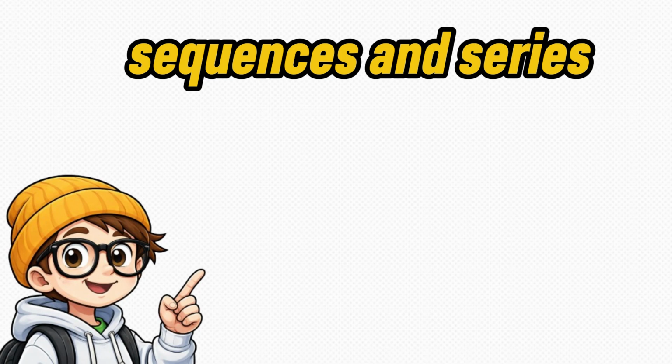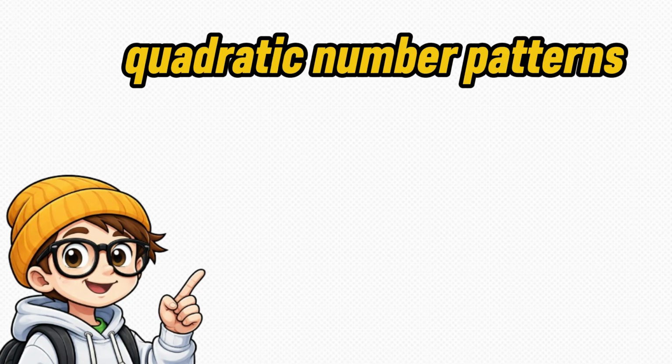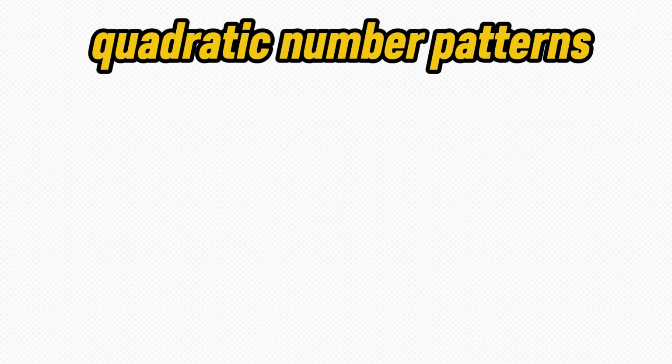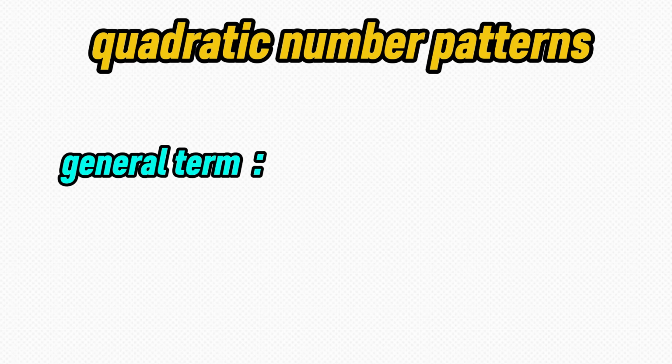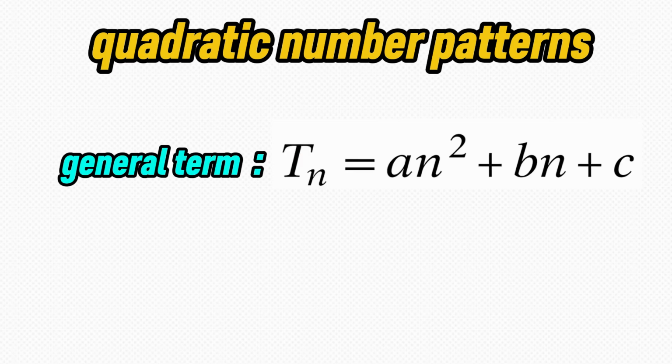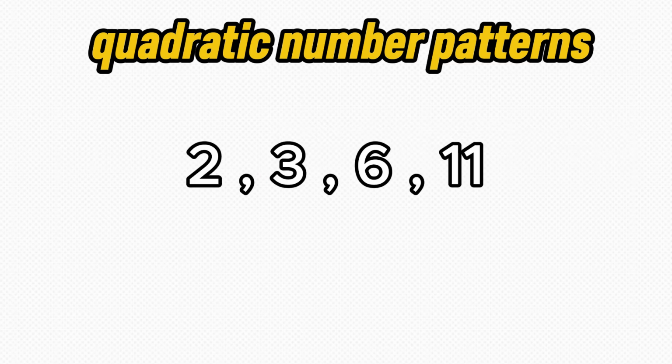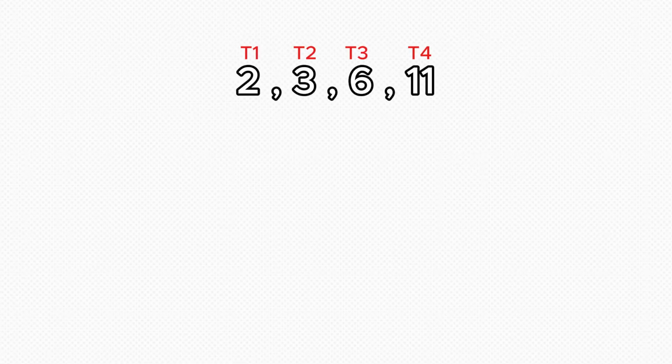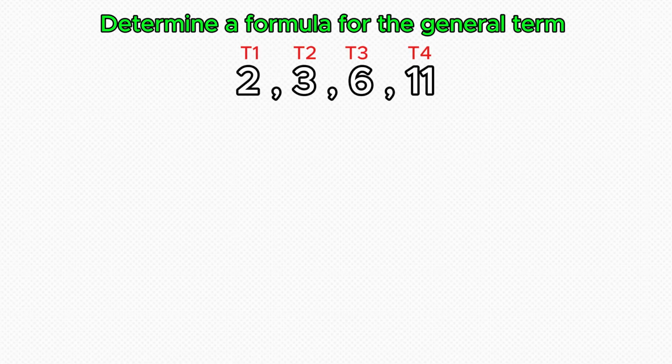Today we're doing sequences and series, starting with quadratic number patterns. Remember, the general term of a quadratic number pattern is in the form Tn equals an squared plus bn plus c. Let's say we have the number pattern 2, 3, 6, 11, and they ask us to determine a formula for the general term.